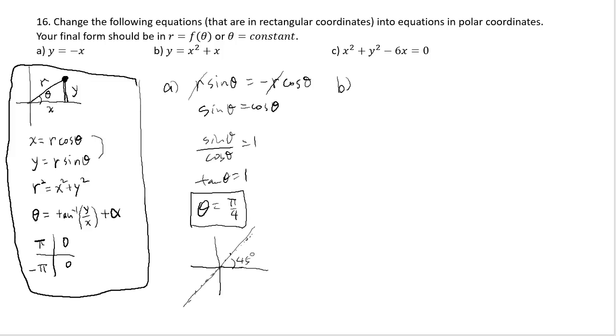All right, B, you have y equal to x squared plus x. Do the same thing. It's r sine theta, r squared cosine squared theta, and then r cosine theta. Okay, now again divide by r because you can.